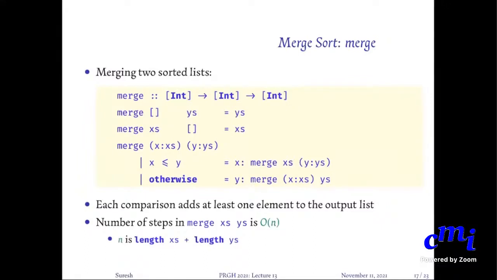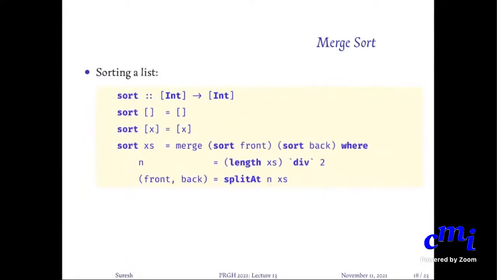Right, n is length of x's plus length of y's. And now sort is just this. We do this base case, and then we do merge sort of front, sort of back, where n is length of x's div 2, front back is split at n. So instead of calling n to be length of x's, I am directly calling it length of x's divided by 2. Okay, and then I am doing all this. Okay, fine.